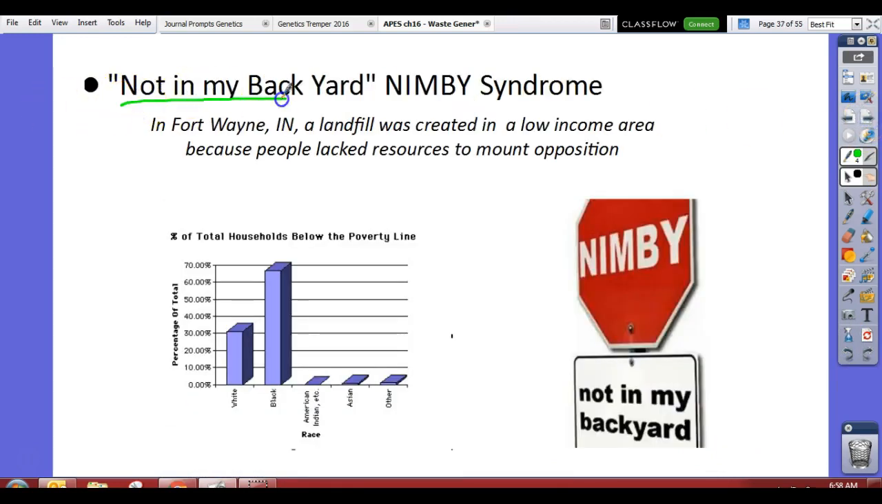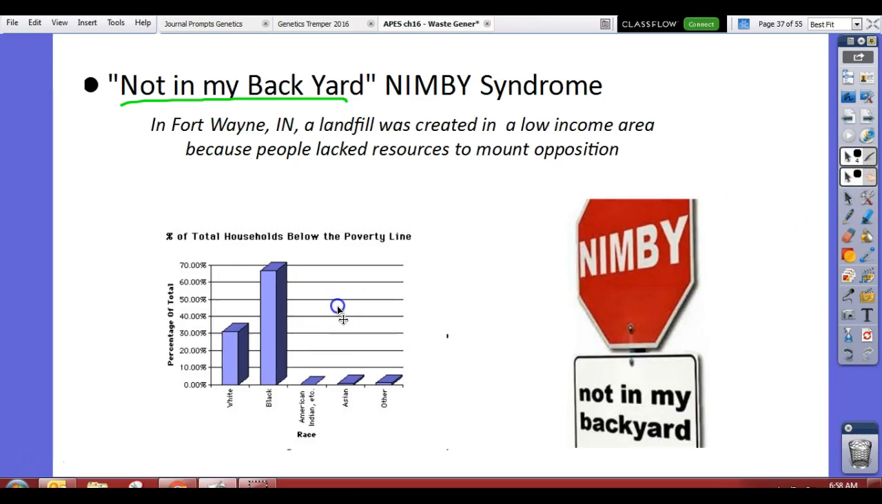So first of all, we have Not In My Backyard syndrome. This is called NIMBY, okay? What is it? Well, it's exactly what it says. People are saying, not in my backyard. Well, sure, we should have landfills, but just not in my backyard, okay?